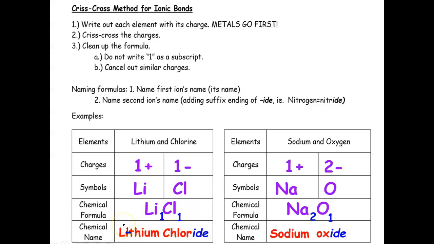That is how we do the crisscross method for writing chemical formulas and then naming these chemical formulas. We will learn how to name covalent compounds, which is a little bit easier, but this is how we do ionic compounds. If you have any questions, make sure that you reach out.